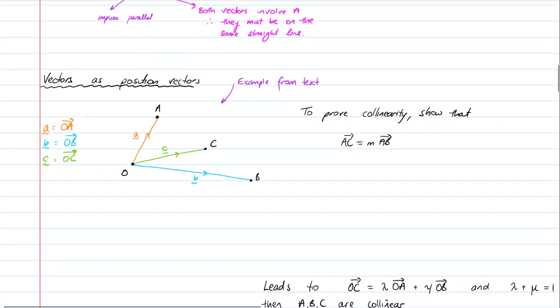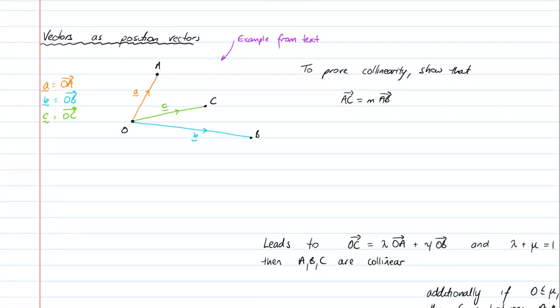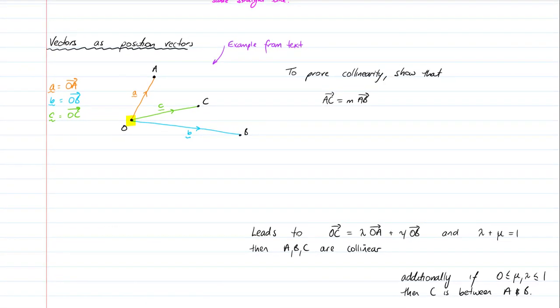So, vectors as position vectors. I've just taken this diagram from the textbook, but how would we prove collinearity here? This is where we start to breach into that geometric form of vectors. So with this in mind, we can lead ourselves to a really interesting result. Let's start by considering this rule and what it leads us to. First of all, we know that AC is equal to C minus A. How do I get C minus A? Well, to get from A to C, I've got to go backwards along A and then forwards along C. So it's C minus A.